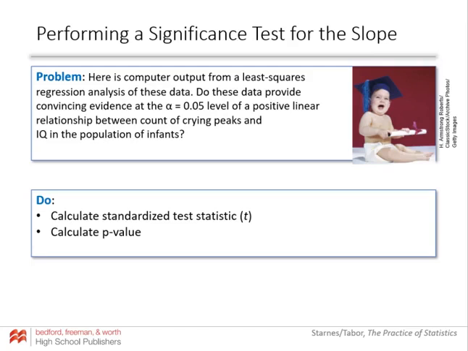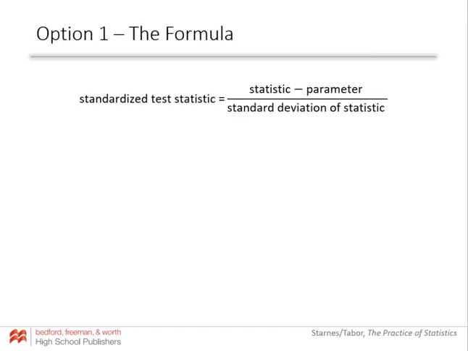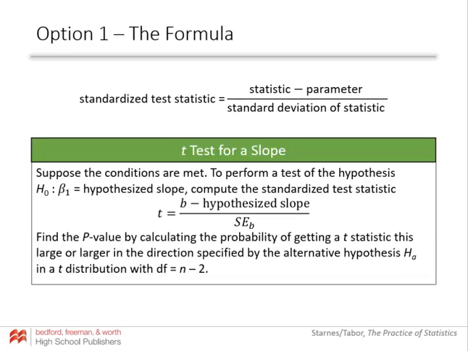All right, so now we have to find our standardized test statistic and our p-value. There are 3 different ways we can do this. One is formula. So this would be it. T is equal to b minus the hypothesized slope, usually 0, divided by the standard error of the slope. And then again, our degrees of freedom is going to be n minus 2.